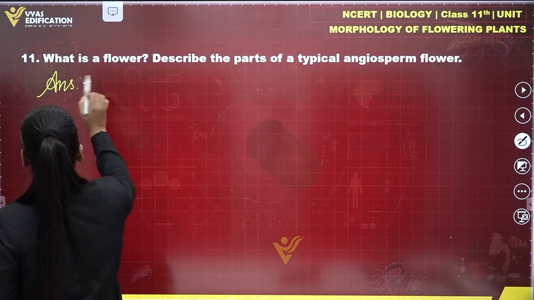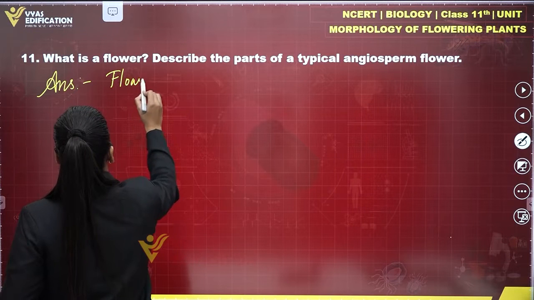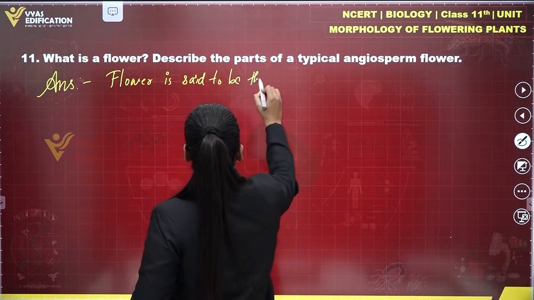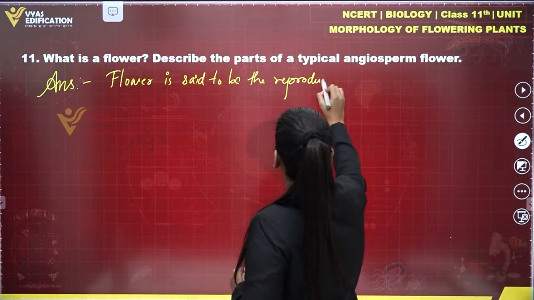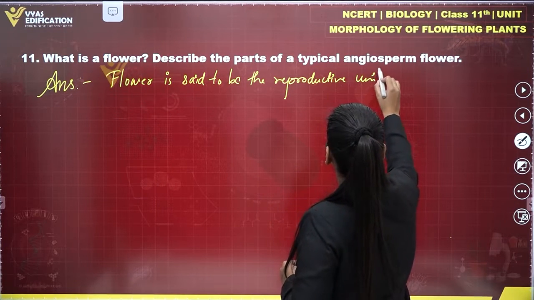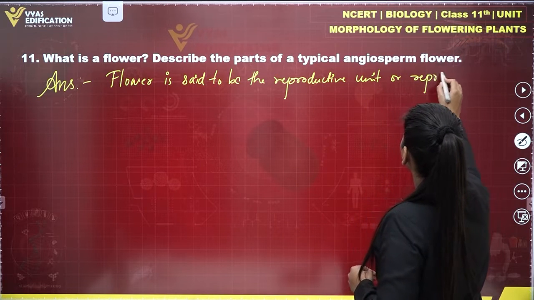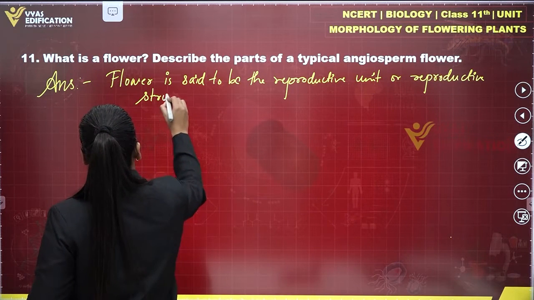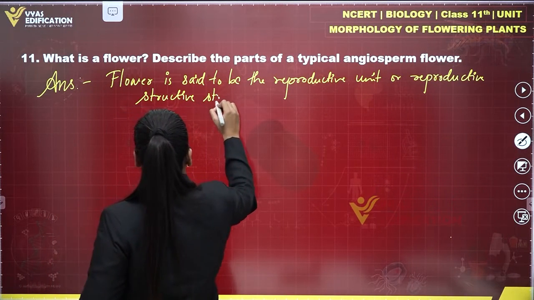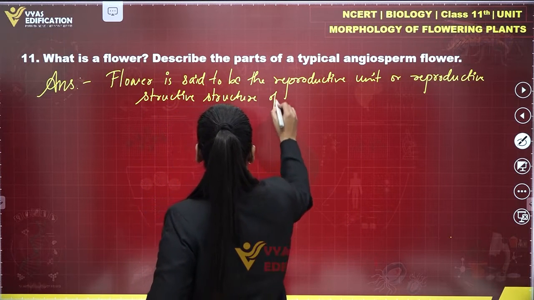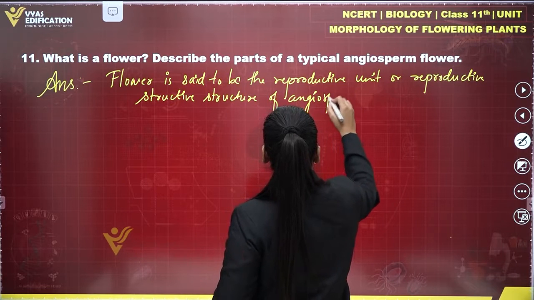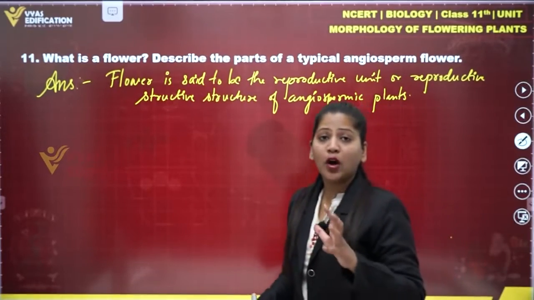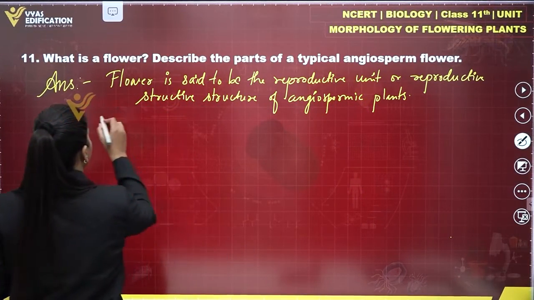We are going to write what is flower. Flower is said to be the reproductive unit or reproductive structure of angiospermic plants, right?